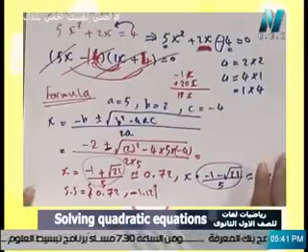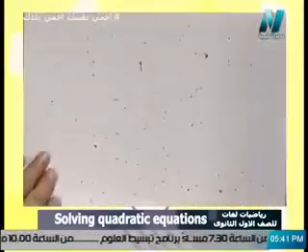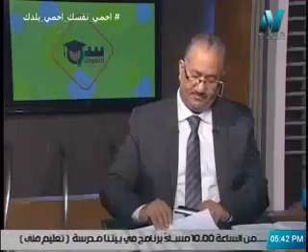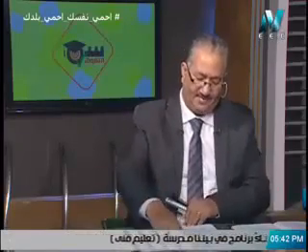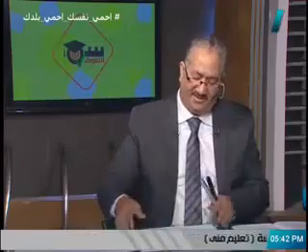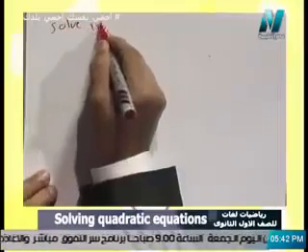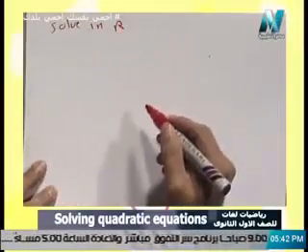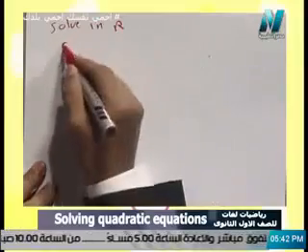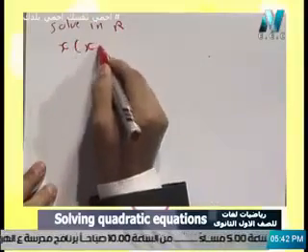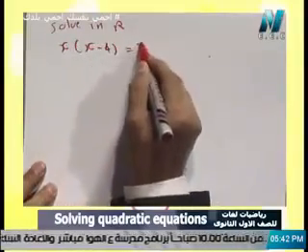Okay, let's move to another example. Yes, I have many examples for you to practice and understand well the solution of the quadratic equation. Okay, solve in R also, which is real numbers. x multiplied by x minus 4 equals 3.